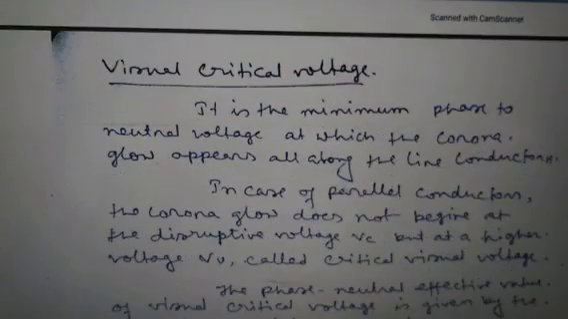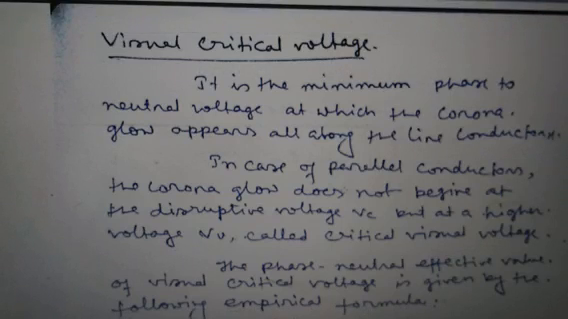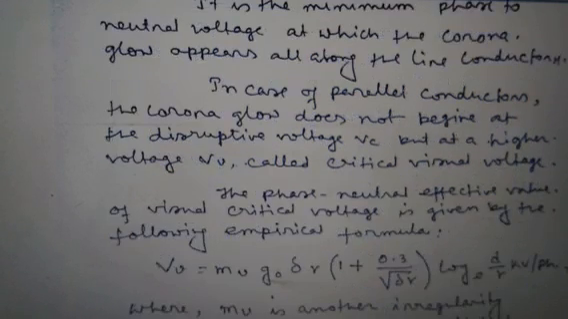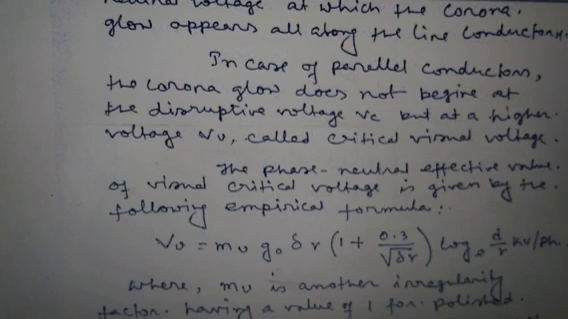Now the visual critical voltage. And what is visual critical voltage? It is the minimum phase to neutral voltage at which the corona glow appears all along the wire of the conductor. In case of parallel conductors, the corona glow does not begin at the disruptive voltage Vc, but at a higher voltage Vv, called the critical visual voltage.